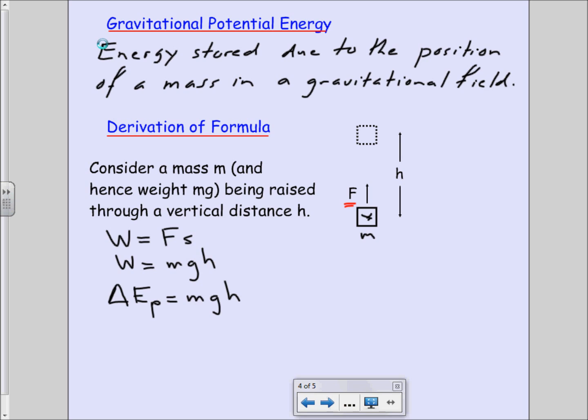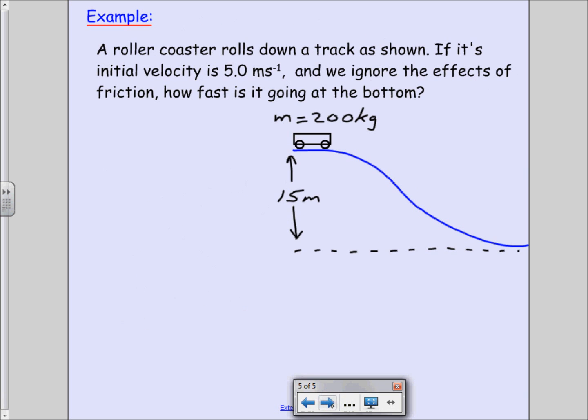And if we just have a look at our learning outcomes and just double check how it is expressed there, it does just say mgh. So there is our formula. Very easy to derive that formula. Really, it's for the change in potential energy between one point and another in a gravitational field.